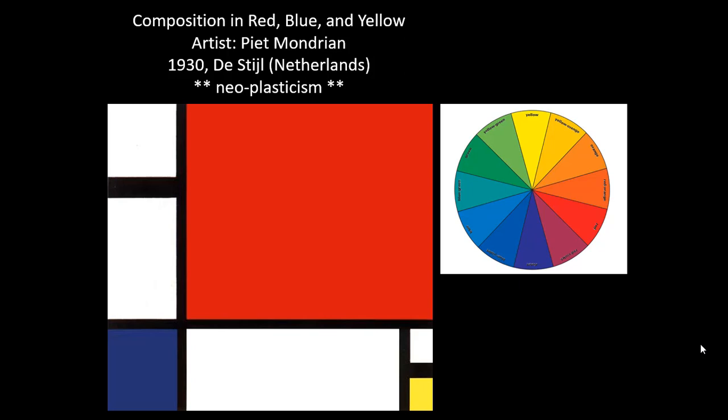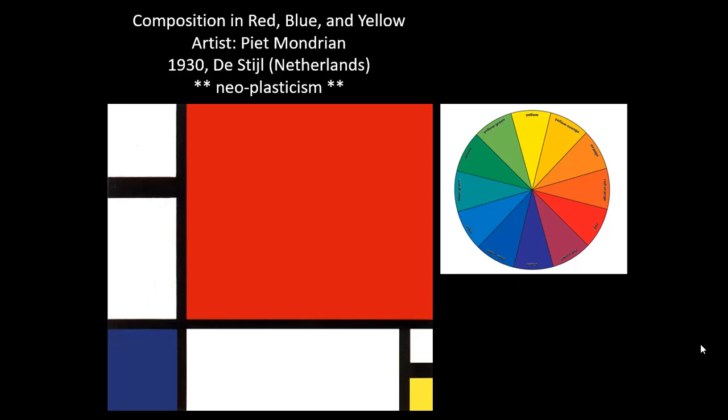Finally, only analytical lines that go in only 2 directions. So yeah, that's like 2 rules right there. Only analytical lines, only in 2 directions. And what are those directions? Horizontal and vertical. These are the rules. This is it. This is all you're allowed to do with neoplasticism.